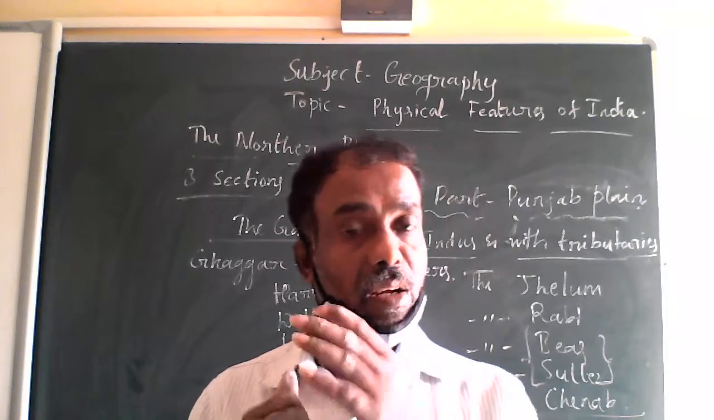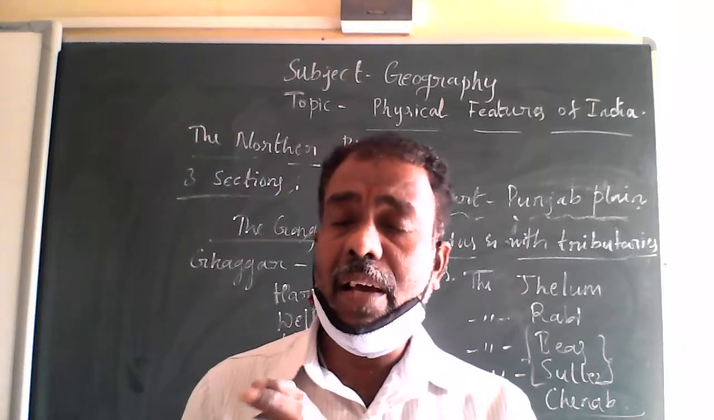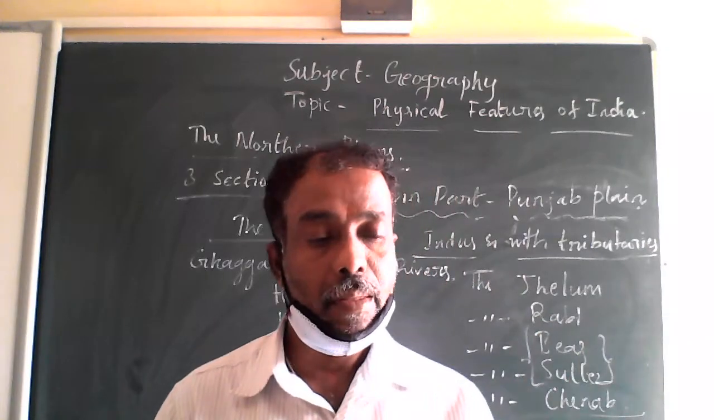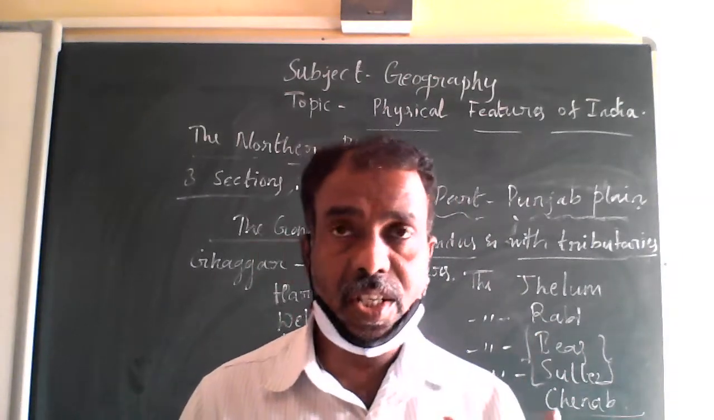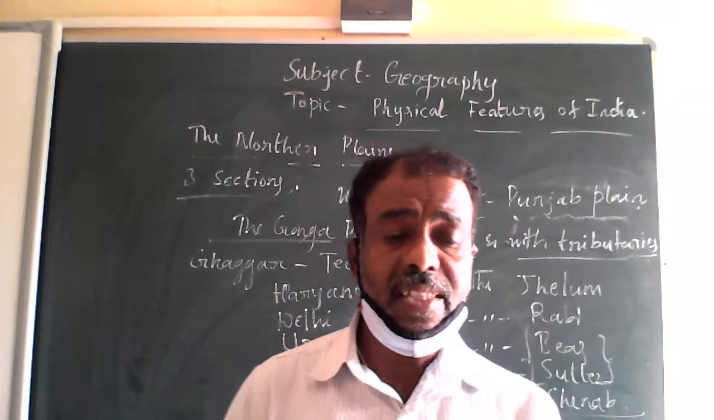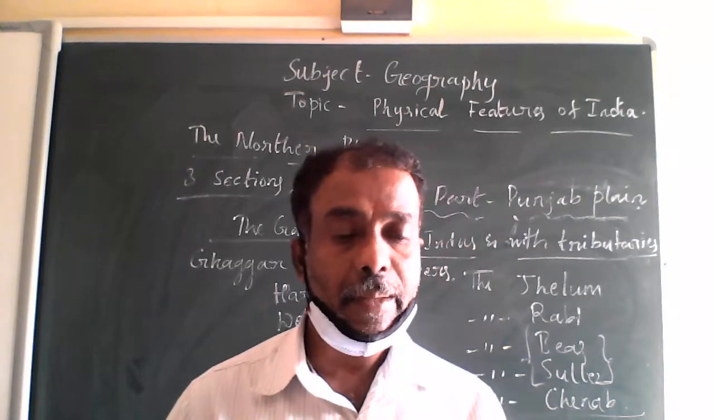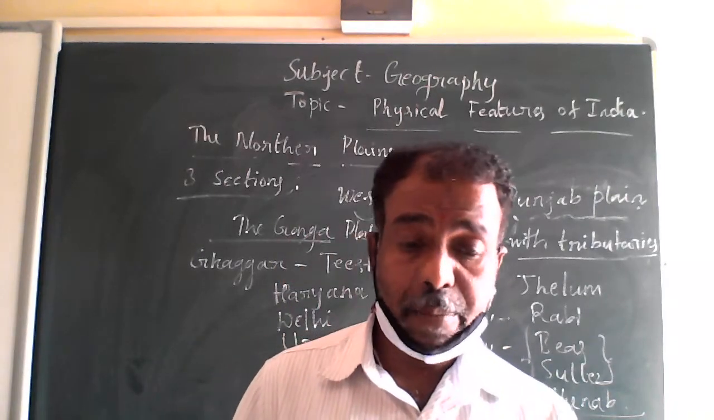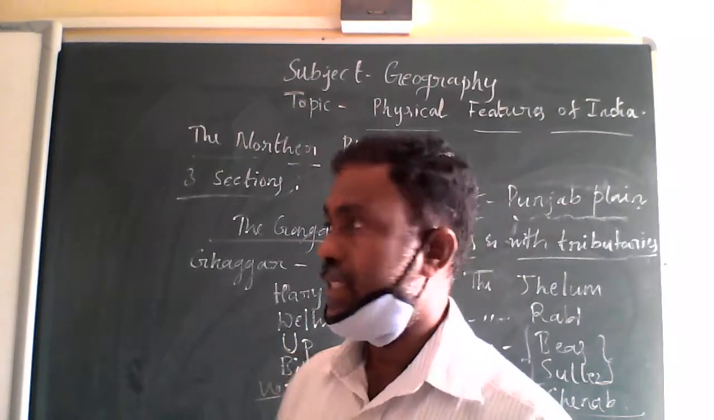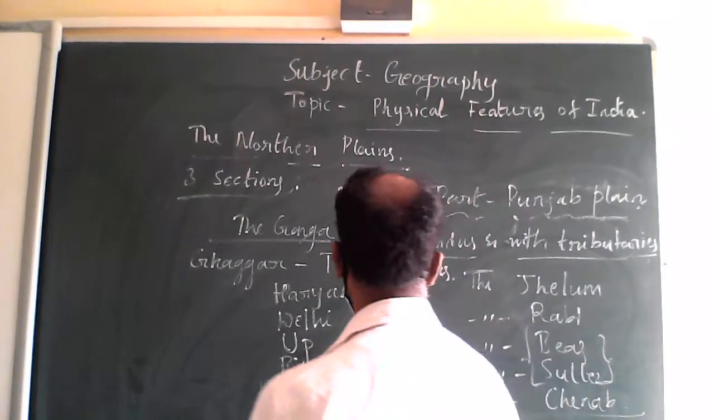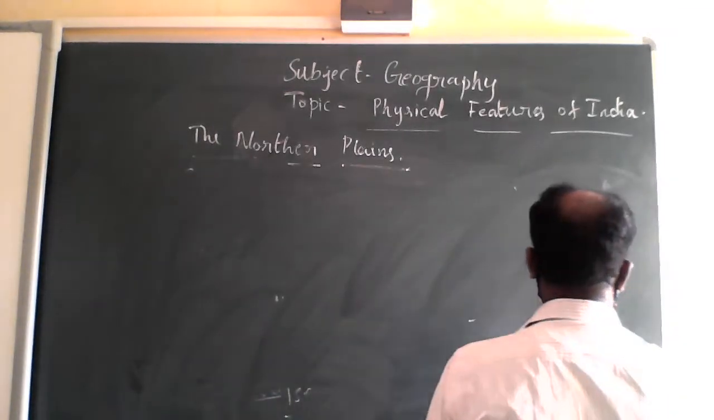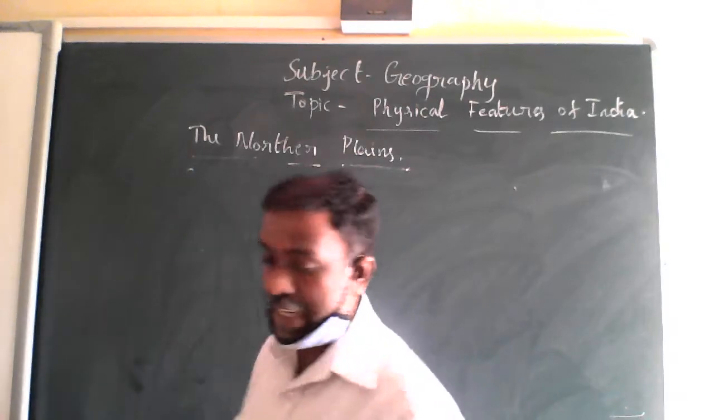So actually the northern plains are generally described as flat land with no variations in its relief. But it is not true, because these vast plains also have diverse relief features. The northern plains can be divided into 4 regions.